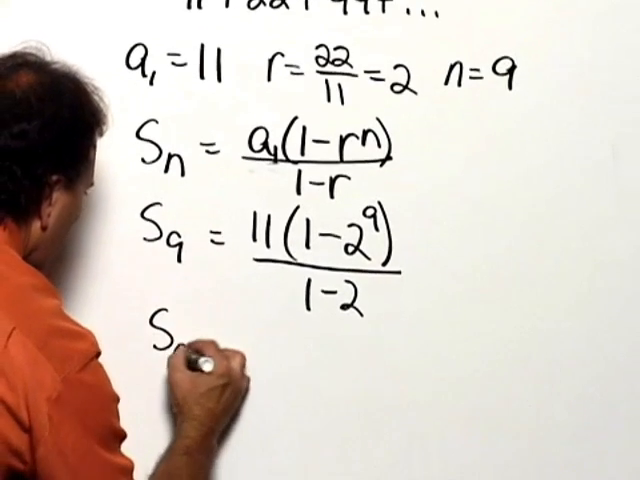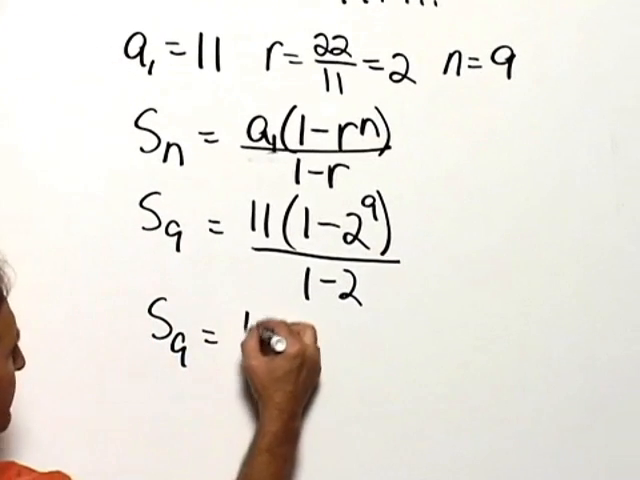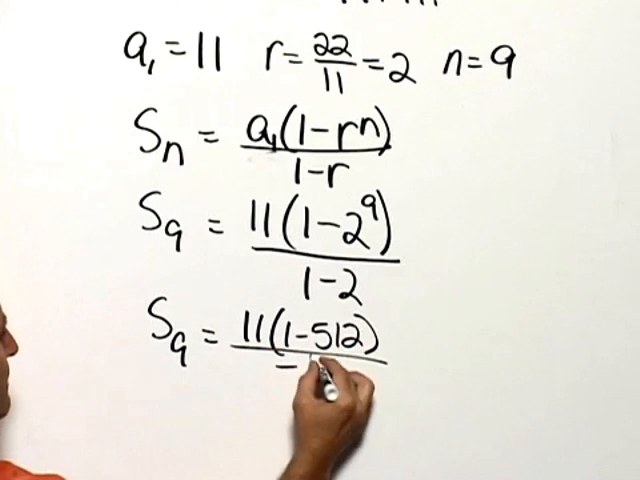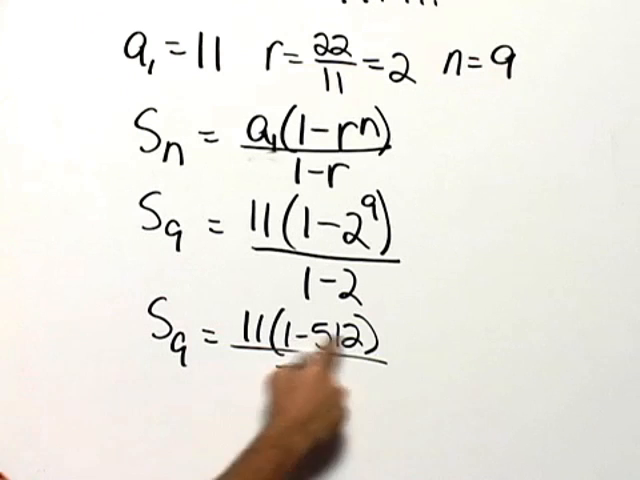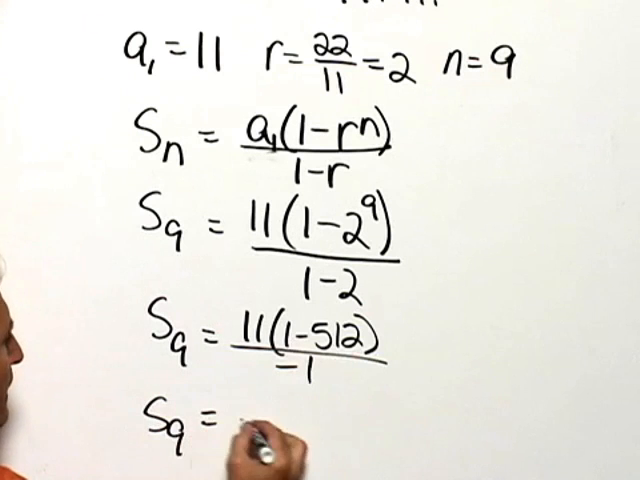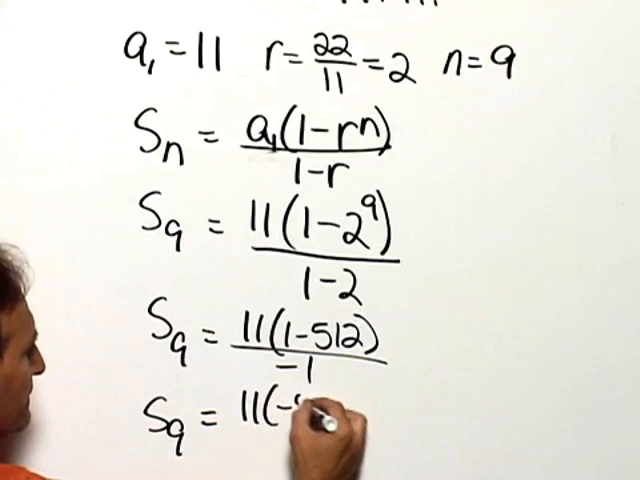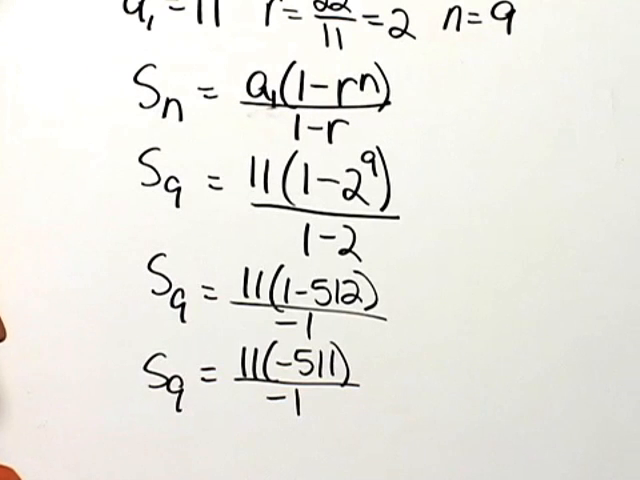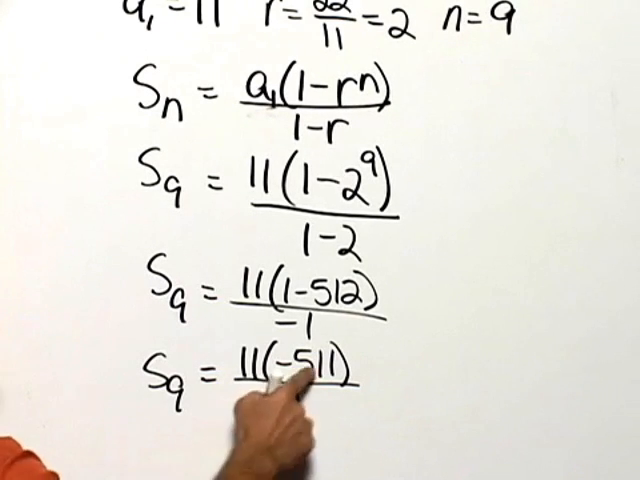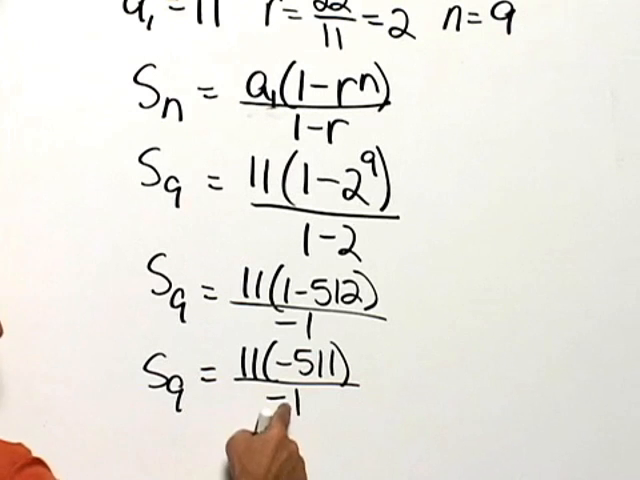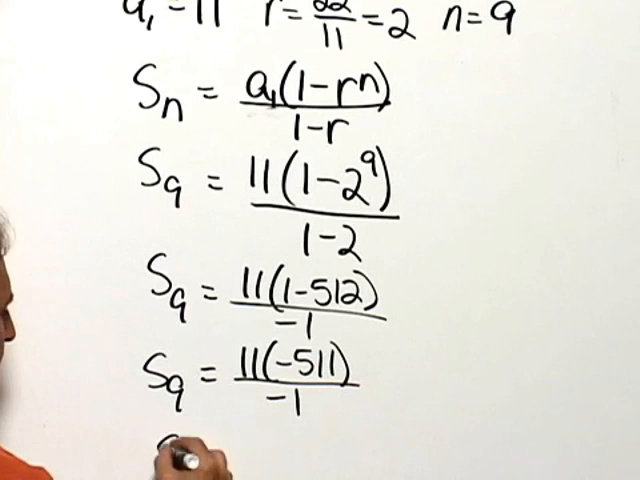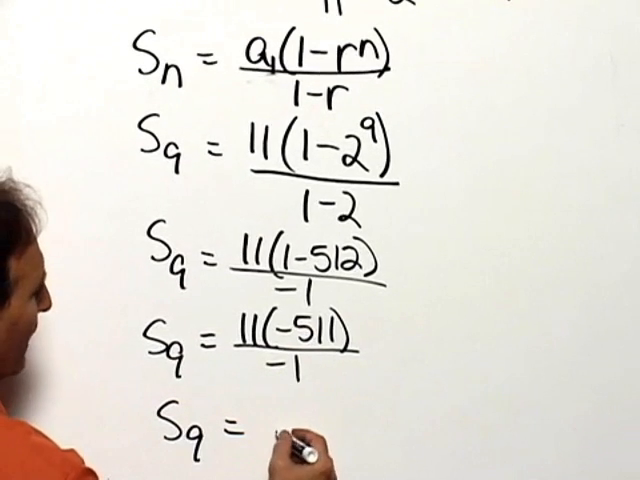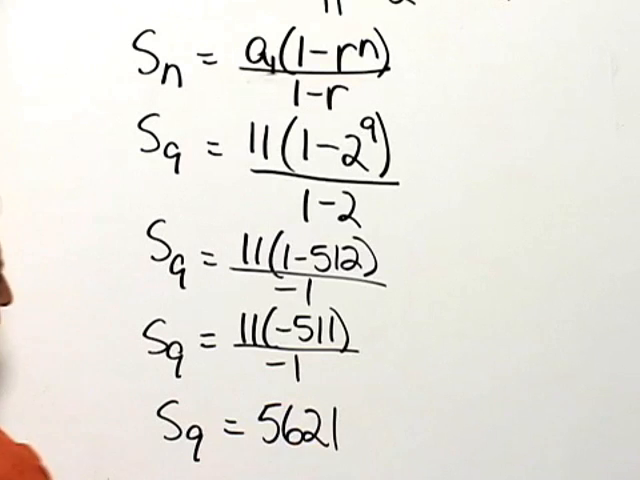This would be equal to S sub 9 equals 11 times 1 minus 512 divided by negative 1. 1 minus 512 is negative 511. And that's all divided by a negative 1. And now we multiply 11 times negative 511, divide that by a negative 1, so the answer is positive, and the summation of the first 9 terms is equal to 5,621.